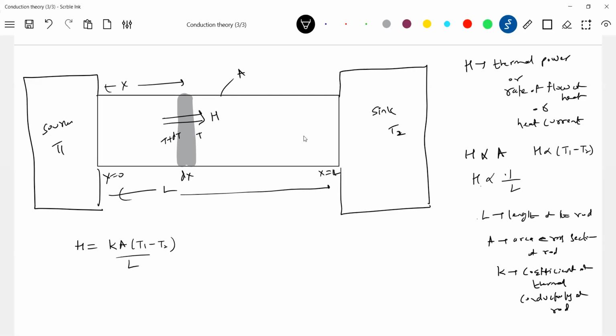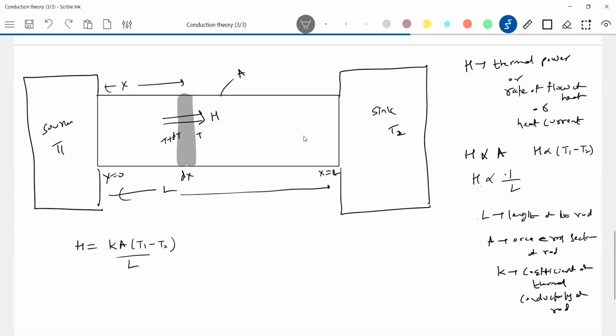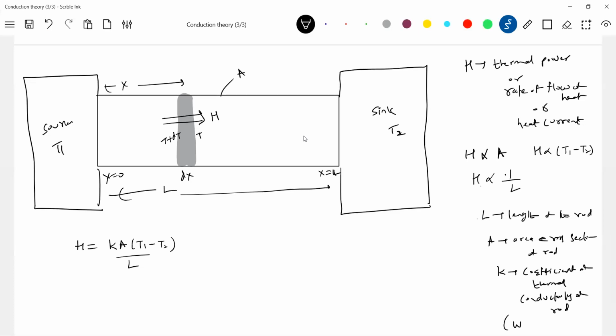Watt per meter per Kelvin. Is it okay? So this will be the unit for the coefficient of thermal conductivity, and it will be different for different materials. The value of K will be different for different materials. This will have watt, joule per second, L square and L, one L, and temperature difference, Kelvin. So watt per meter per Kelvin will be the unit for that. For different materials, the value of K will be different.